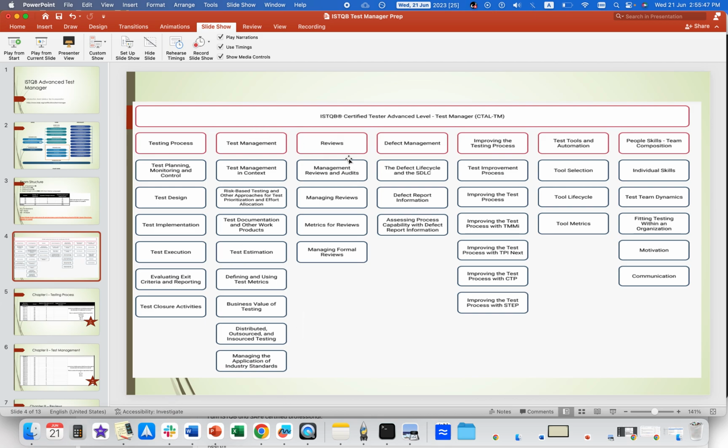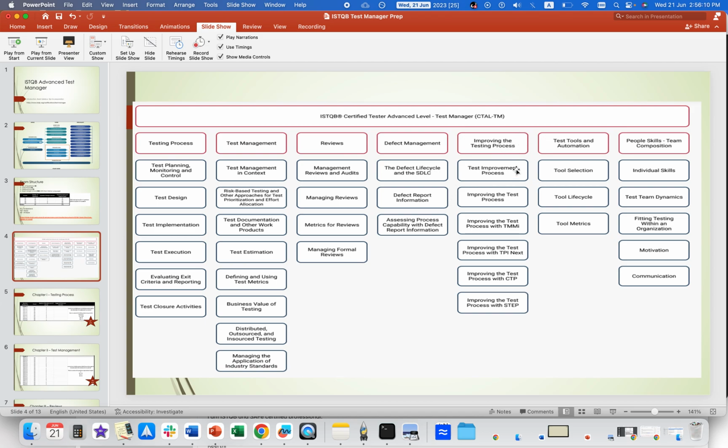And then reviews. Reviews covers management reviews, audits, how we are managing the reviews, metrics for reviews, and managing formal reviews. This is all part of reviews. Then defect management shows the defect life cycle and the SDLC, defect report information, what it should contain, then assessing process capability with defect report information.